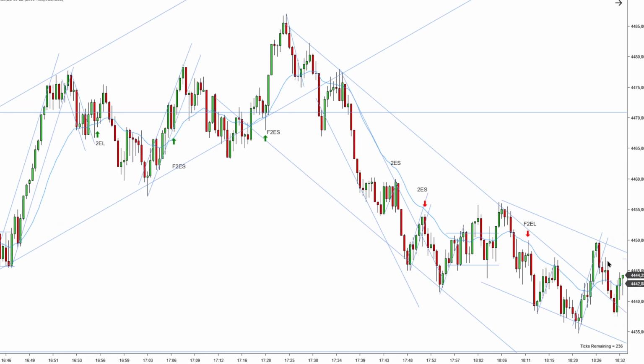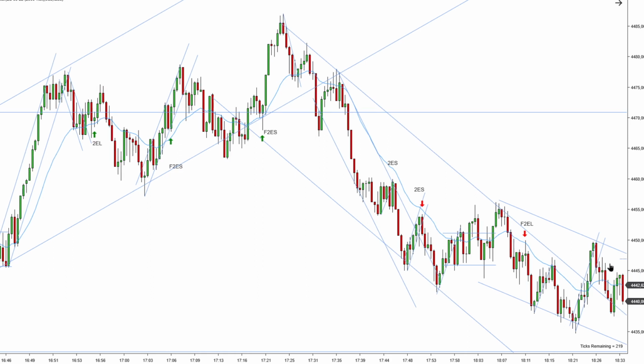You have a first entry long, pullback. It looks like there's going to be a second entry long, but already bars are starting to stack up. And look how big this bar is. You cannot go short below such a big bar because your stop loss has to go even above this bearish bar right here. So for that reason, you have to skip the entry.